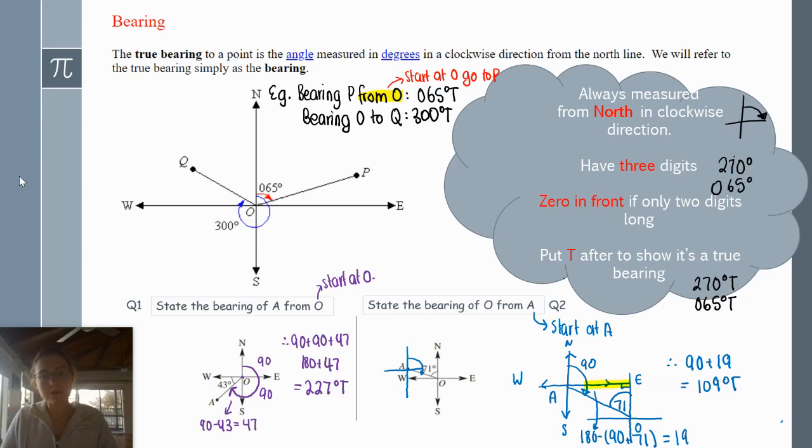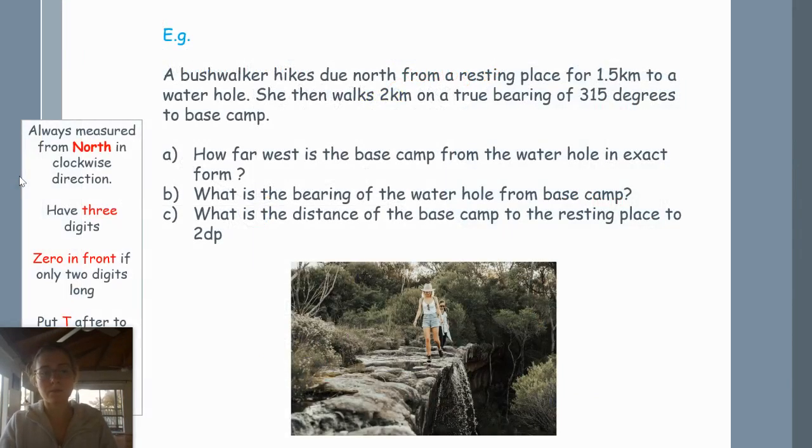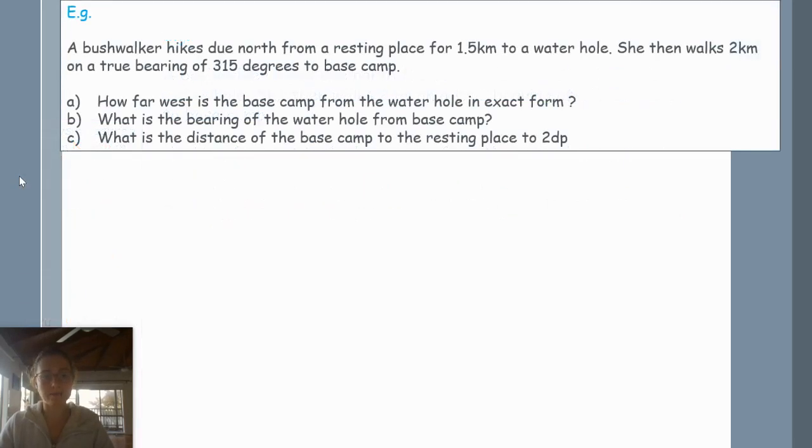Alright, one more example. This one will be split into 3 parts. Here we go. It's about a bushwalker who's hiking due north from a resting place for 1.5 kilometers. They go to a waterhole. Then the bushwalker walks 2 kilometers on a true bearing of 315 degrees to a base camp. The questions that follow are all about this situation. So my advice, try and draw out that scenario, pause it, see what it looks like, and then come back and we'll go through A, B, and C.